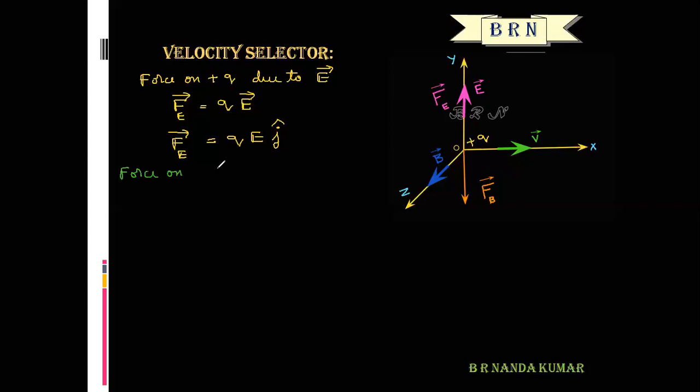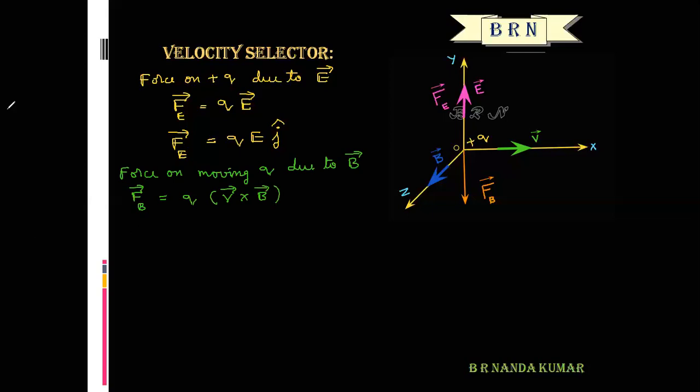acting on the moving charge q due to the magnetic field, that is F B vector is equal to Q of V vector cross B vector.